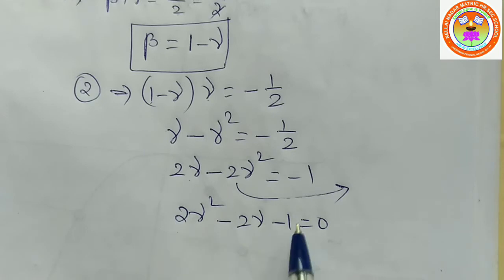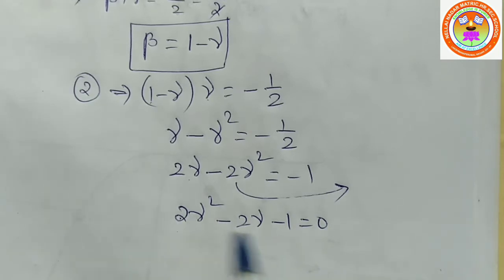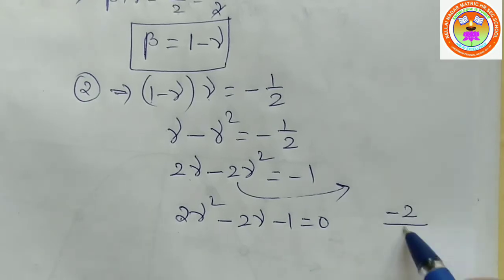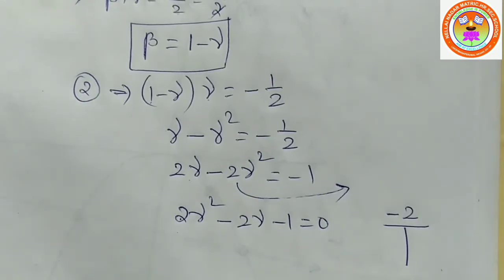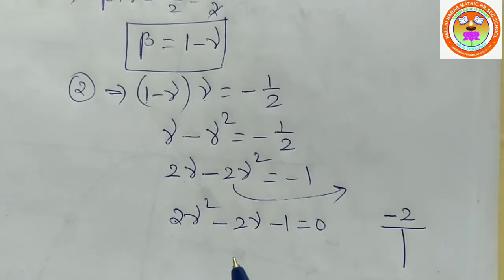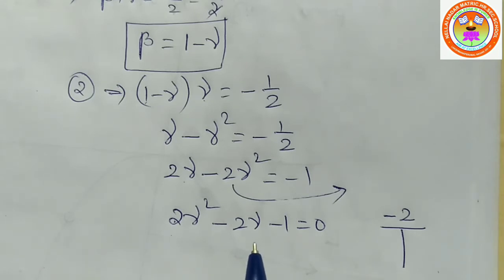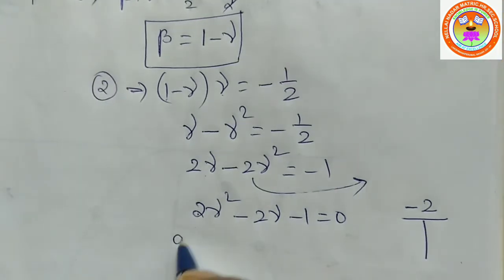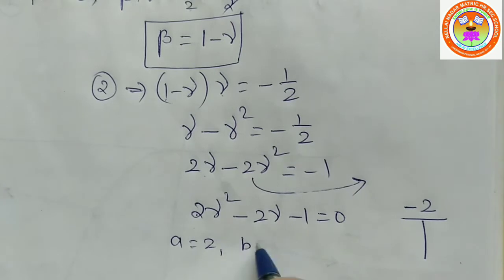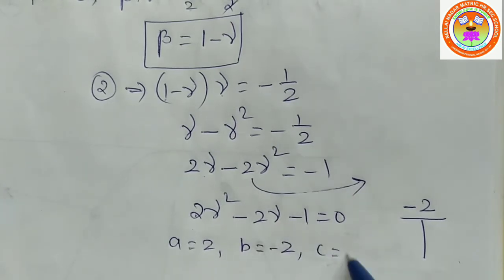So if we solve this quadratic equation by using sum and product rule, 2 into minus 1, minus 2. So product is minus 2. Then sum is also minus 2. There is no such numbers, right? Product minus 2, sum minus 2. There is no such number. So we can go for the quadratic equation formula. Here, a value is 2, b value is minus 2, c is equal to minus 1.